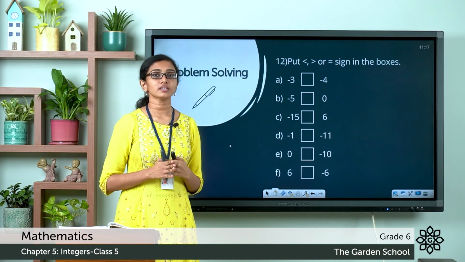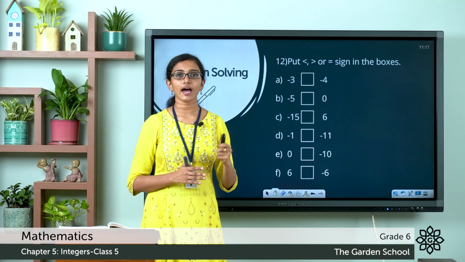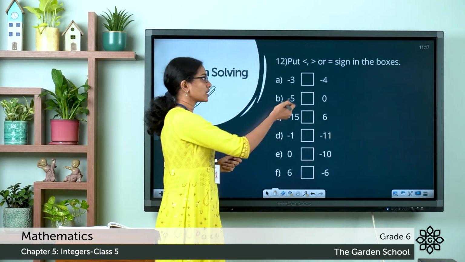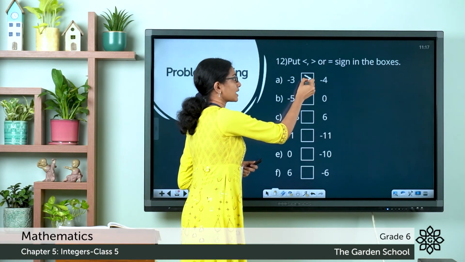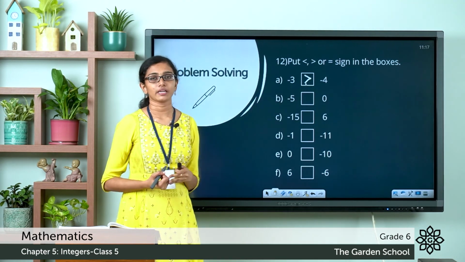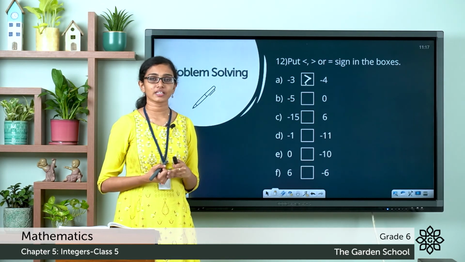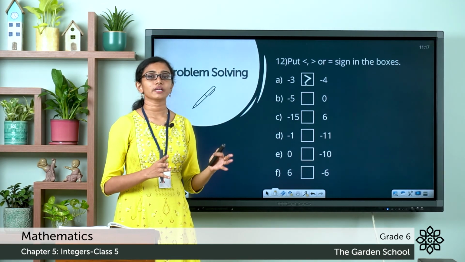So which is greater? Is it -3 or -4? -3 is greater than -4. So which is the symbol you have to use here? You have to use the greater than symbol here. So -3 is greater than -4. Now you observe the rest of the pairs given here in the question and use the appropriate sign.